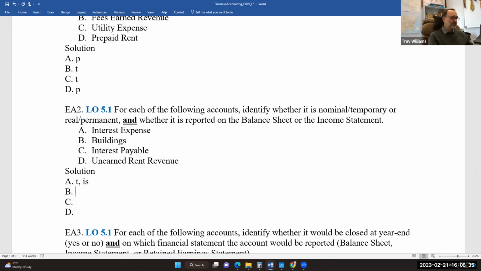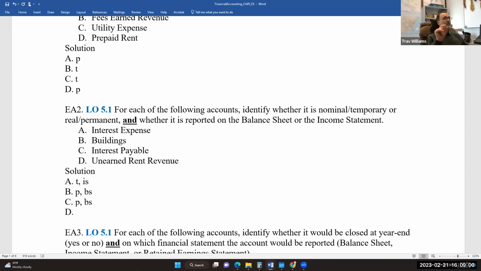Buildings are assets. Those are permanent, meaning that the account does not get closed out at the end of the year. We would only close out a building account if we sold the building, right? Otherwise, it's permanently on our books. So it's going to keep showing up on the balance sheet. Interest payable is a liability, so that's on the balance sheet and it is permanent.